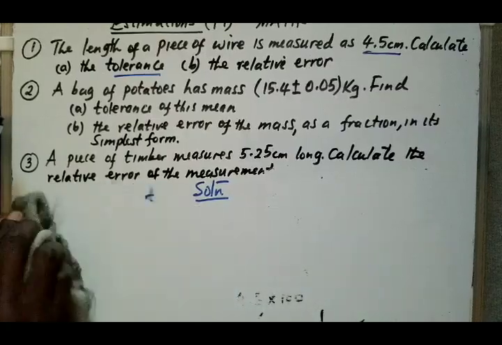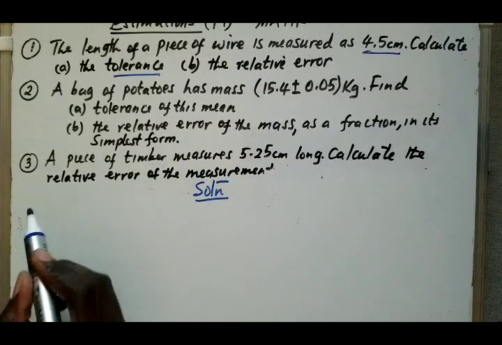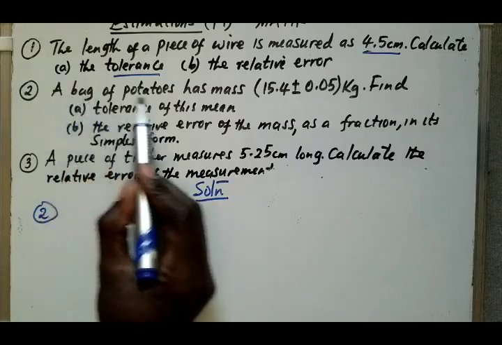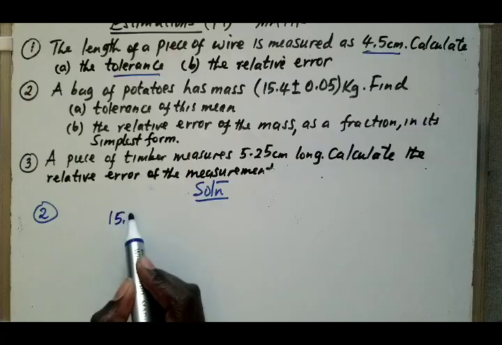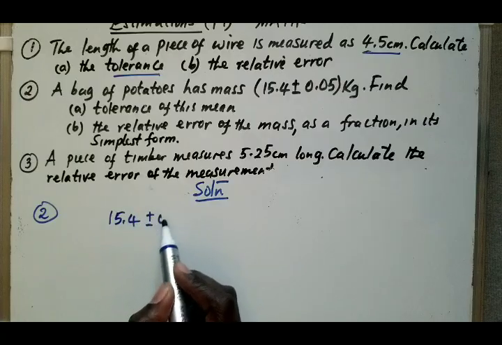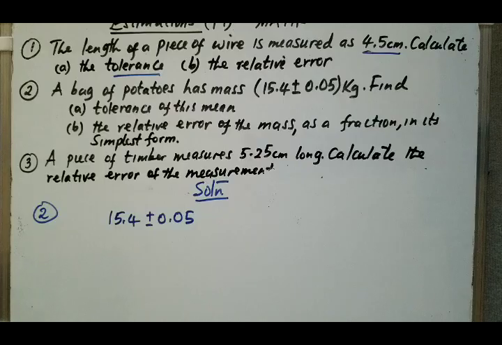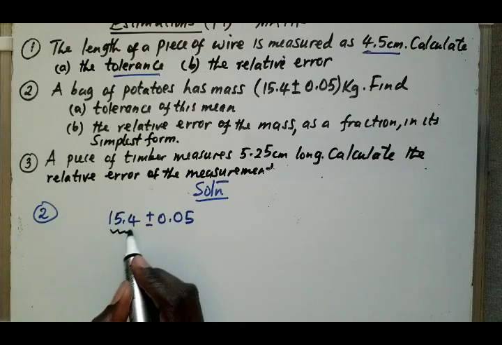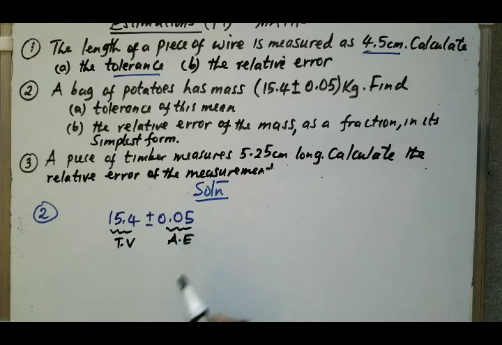Let's move on to question number 2. This is another examination question. It says a bag of potatoes has mass 15.4 plus or minus 0.05, of course in kg. Remember what I told you? This value here is the true value, and this value here is the absolute error.